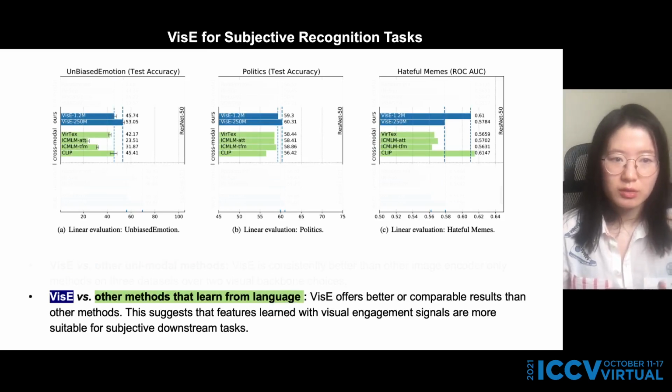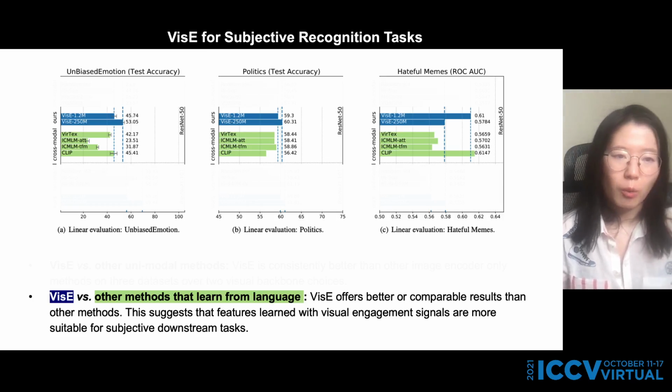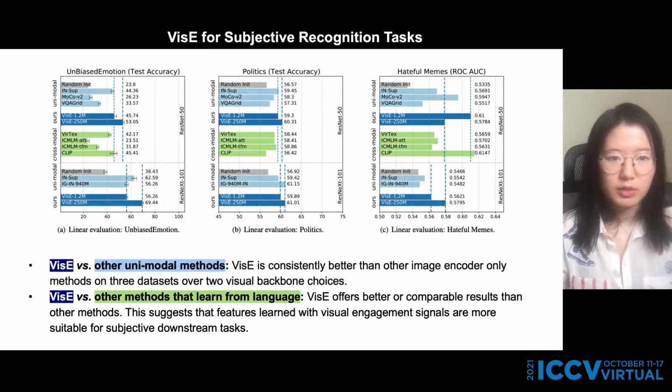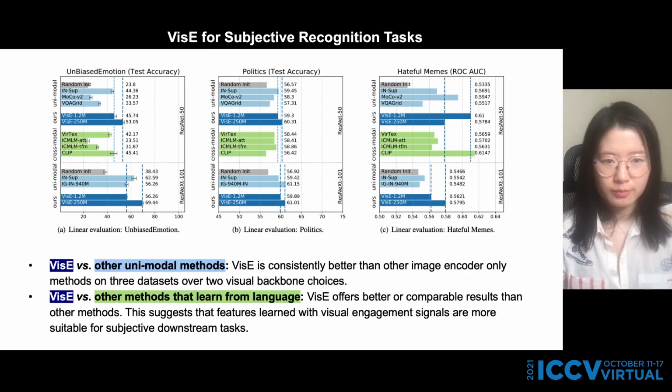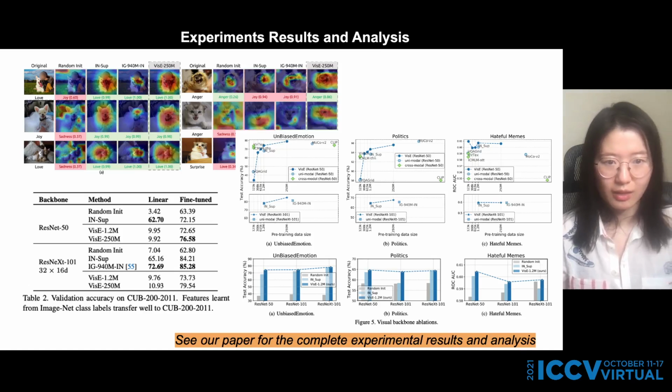Comparing with methods that leverage textual information during pre-training, we observe that VICE also offers better or comparable results. This suggests that features learned with visual engagement are more suitable for subjective downstream tasks, since engagement signals provide more emotional and cultural context. Please refer to our paper for the complete experimental results and analysis.